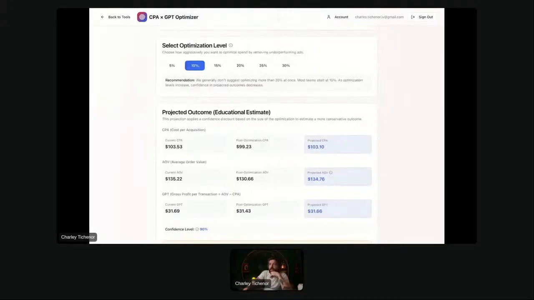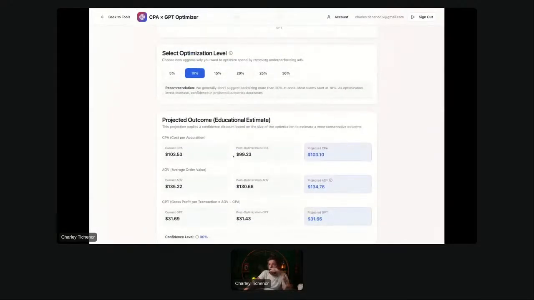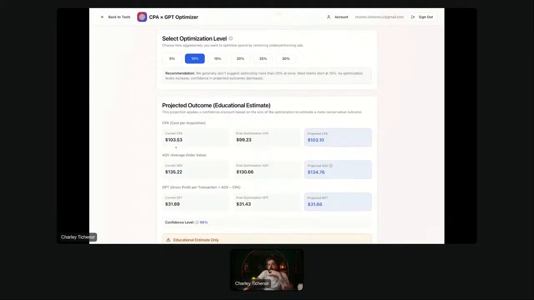And at 10% optimization level, we have a 90% confidence in the outcome. And what this means is, what we're going to do is say our current CPA is 103.